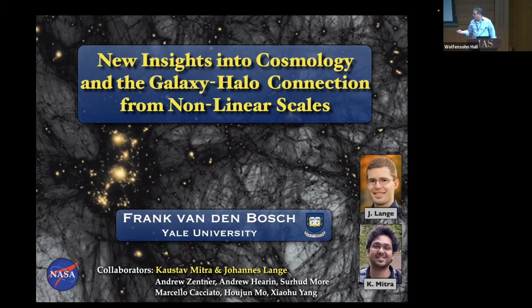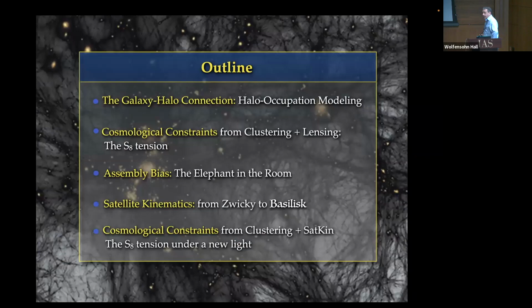So I'm going to start by saying a few words about the galaxy halo connection and about halo propagation modeling and why we care. I'm then going to apply it, using data. We're going to then try to use it to constrain cosmological parameters. And it's going to introduce a problem known as the S8 tension. Okay, and it comes from trying to fit clustering and lensing simultaneously.